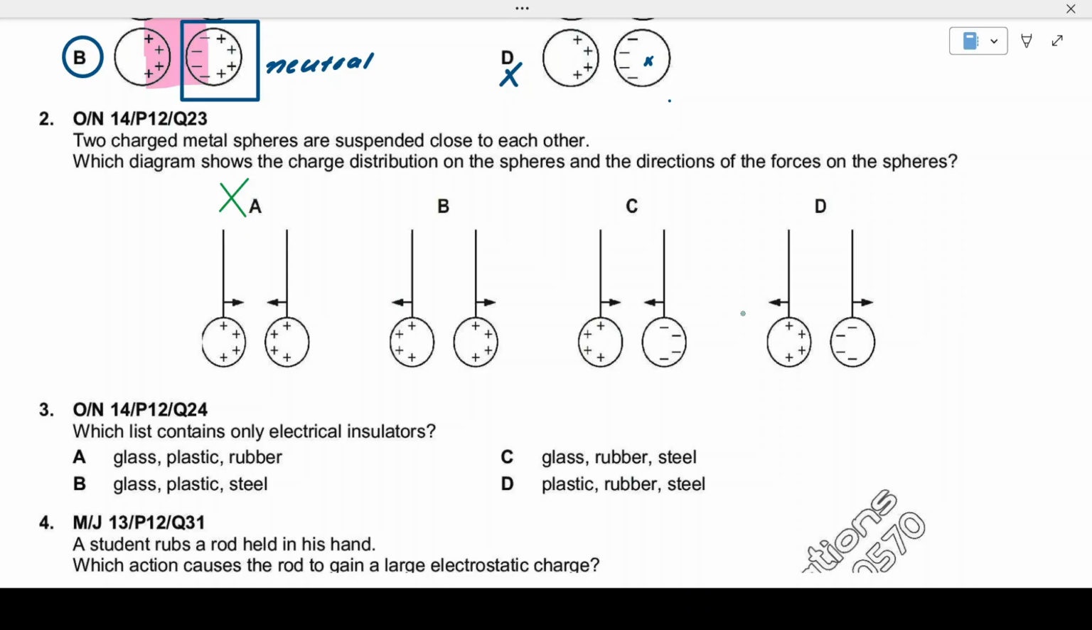All right. And the fourth one is the force is repulsive. So we can eliminate now the option D, because if the first one has positive, the second one has negative charge, the force should have been attractive.